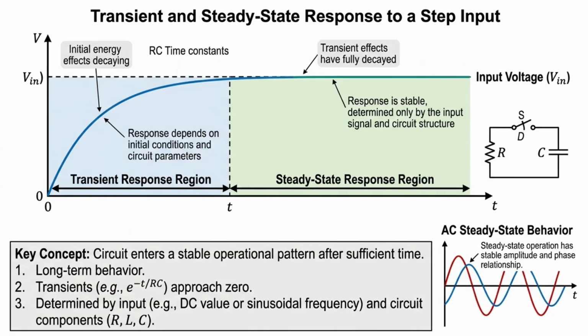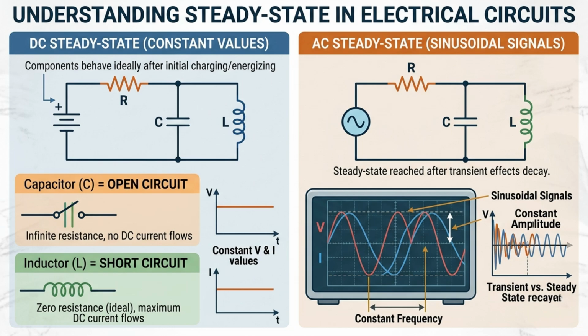Steady-state behavior describes the long-term response of a circuit after all transient effects have disappeared. In this condition, the circuit operates in a stable pattern determined only by the input signal and circuit structure, not by initial energy conditions. In DC circuits, steady state means constant voltage and current values. Capacitors behave like open circuits, and inductors behave like short circuits in ideal steady-state DC conditions.